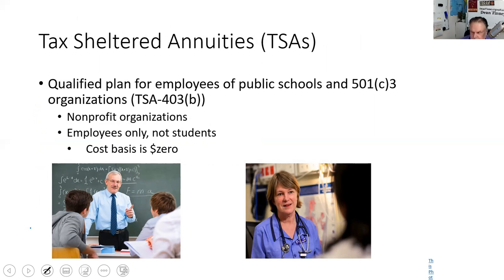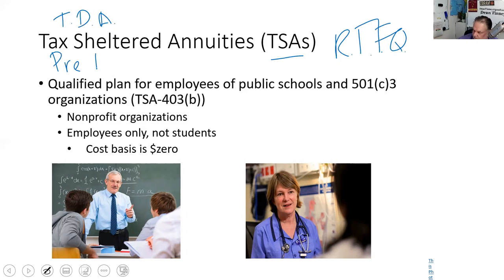Tax sheltered annuities. Now be careful. RTFQ. That says to read the full question. So this isn't a tax deferred annuity. It's not like that variable annuity we talked about earlier where you're using after tax money. In a tax sheltered annuity, you're using pre-tax money. And that means, remember, you're going to have a zero cost base. Everything out is coming out as taxable.